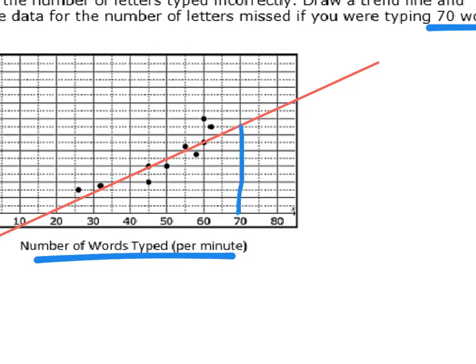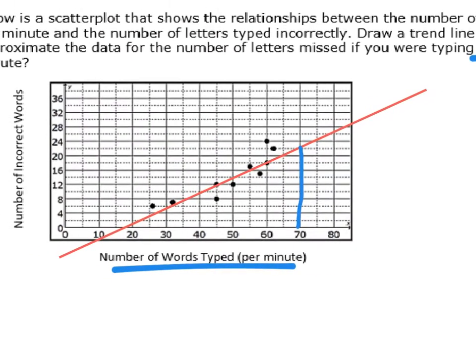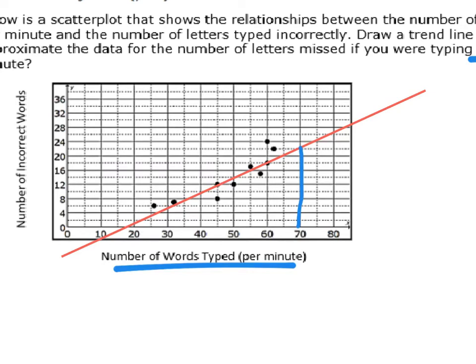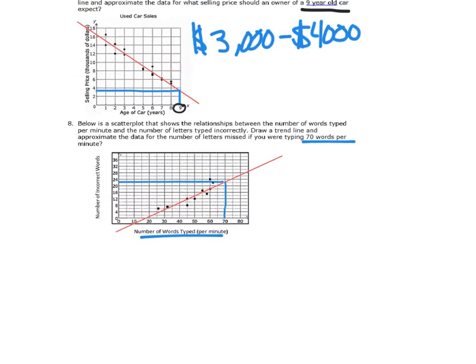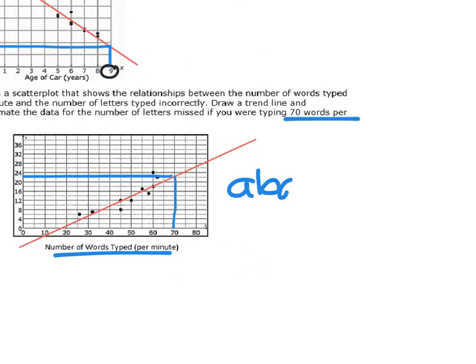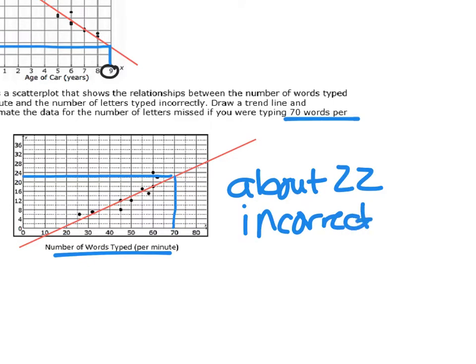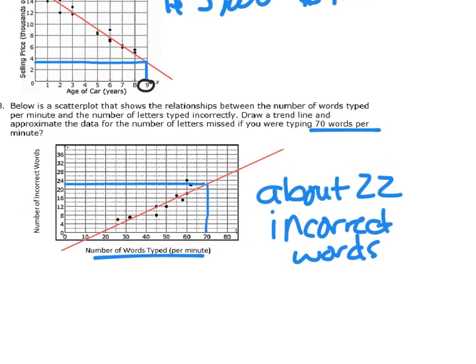I'm going to go up to 70. It's about right there. Go over. And I get about 22. About 22 incorrect words. So I'm going to pick the answer choice that's about 22.